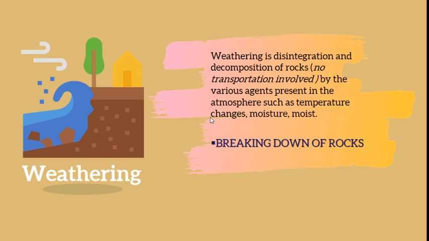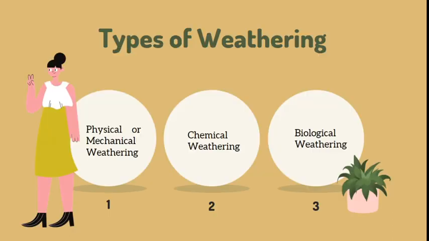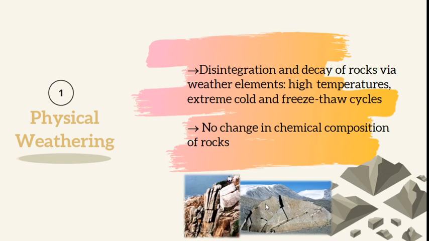Okay? Now, to better explain this one, we have the three types of weathering. First, physical or mechanical weathering. Second one, chemical weathering. And the third one, we have biological weathering. When I say physical weathering, disintegration and decay of rocks happens via weather elements. Okay? We have high temperature, extreme colds, and freeze-thaw cycles.